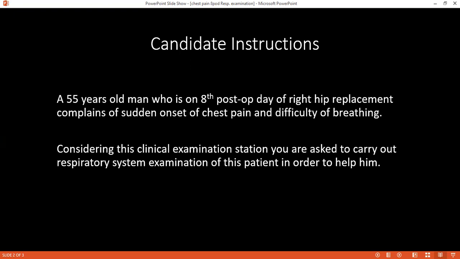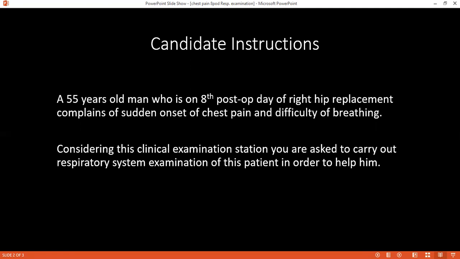Okay, A, B, C, and what is D? D is for disability, conscious level, and pupils. And E is exposure, in which you will also look for squeezing of the calf muscles for tenderness, and look for wounds on his head. All right, okay.